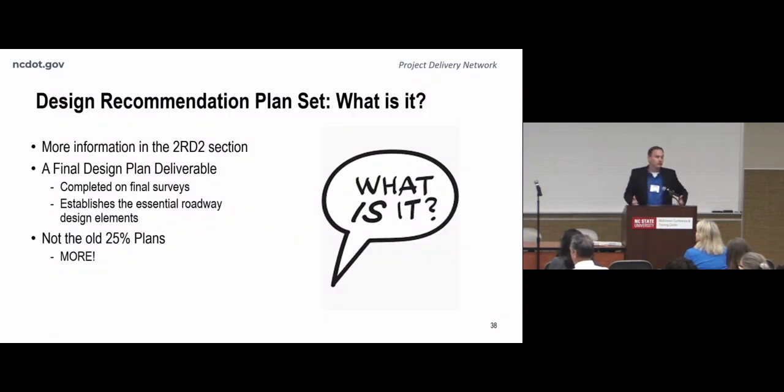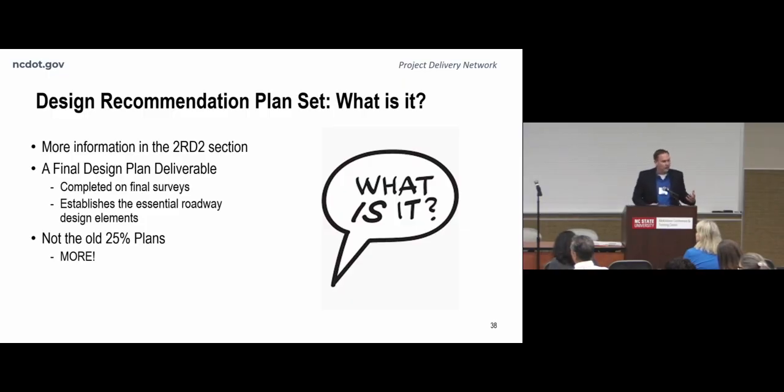It's our first roadway design final deliverable, meaning that it is completed and tied to final surveys, and that it's information that will be carried through to the end of the design stage. This plan set is our first real look at establishing some essential roadway design alignments. Typical sections are being established and they're being defined. Horizontal and vertical alignments are being set and correlated to the existing topography.